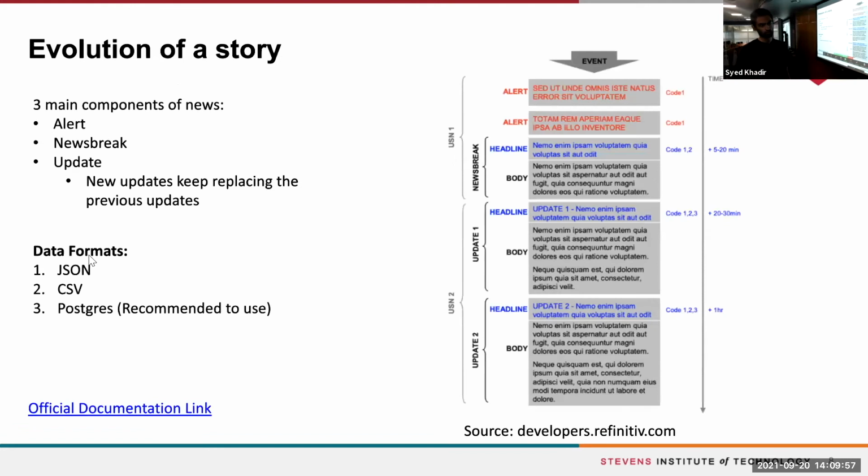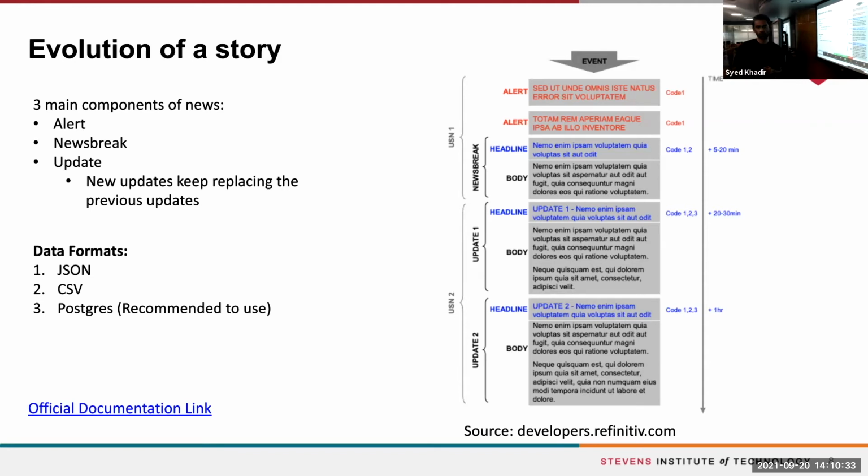Going to the next slide, what I've done is highlight the structure of the news. Thomson Reuters defines the news into three main components. One is an alert. An alert is something they send out immediately as soon as the news breaks. Let me give you an example. Let's say something happened at IBM. First they'll send out an alert that IBM had, let's say, a server crash.